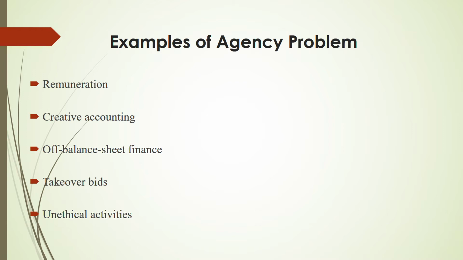Why do they want the profit? Because their bonuses, their remuneration, is dependent on that short-term performance. They get bonuses year on year. So all the unethical activities will take place. So these are the 5 common examples of agency problem.